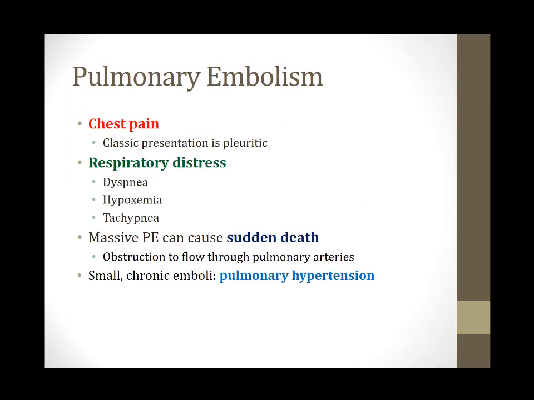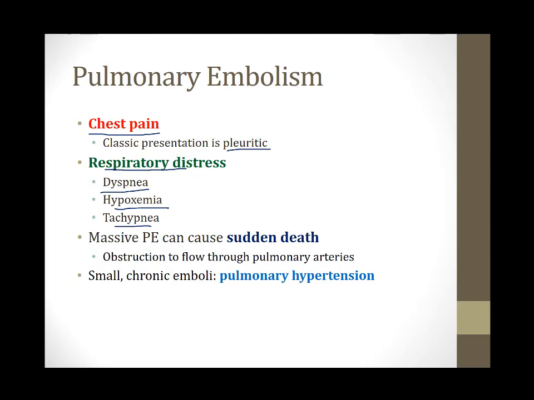The main clinical features of pulmonary embolism are chest pain and respiratory distress. The chest pain of pulmonary embolism is classically pleuritic, meaning it is worse with a deep breath, although in actual practice the chest pain presentation in PE can be highly variable. In addition, many patients have respiratory distress, including complaints like dyspnea. They may also have hypoxemia and tachypnea. Once again, though, there's a great variation in actual practice.